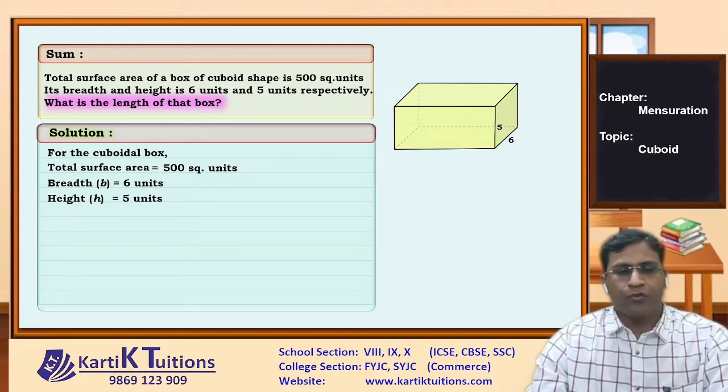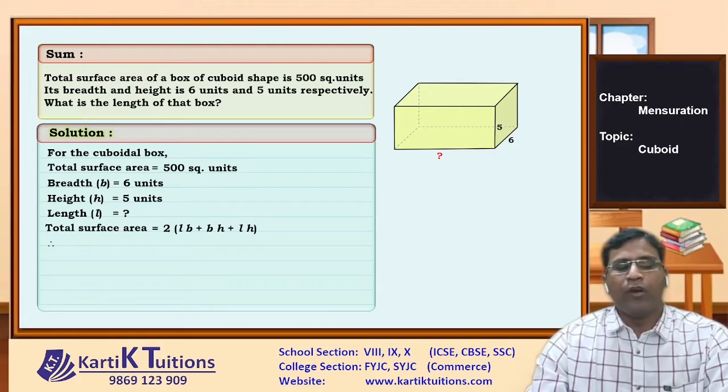Now to find the length is the easiest. Now what is given to us? Total surface area. Now total surface area of a cuboid is what? Can anyone recollect the formula? We have learned it already. It is 2 into (LB plus BH plus LH). Now we know the total surface area, so substitute the value. 500 is equal to 2 into, we don't know the value of L so we keep it as it is, and substitute all the other values. So (L into 6 plus 6 into 5 plus L into 5).